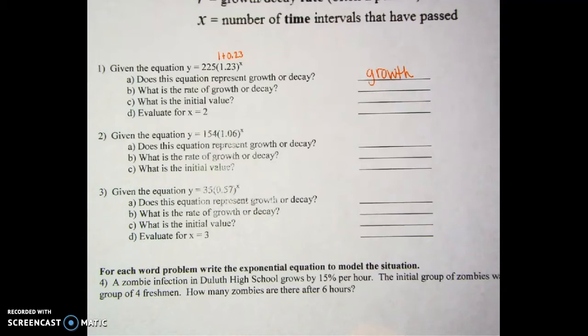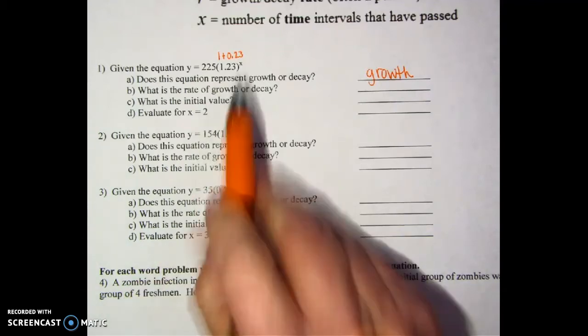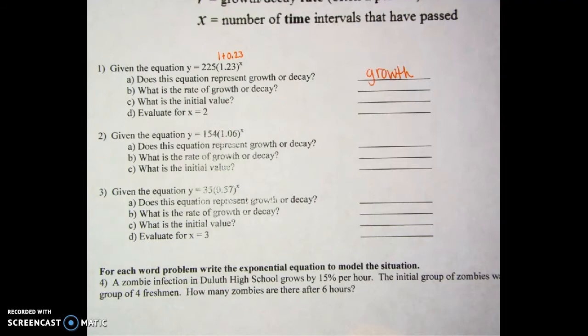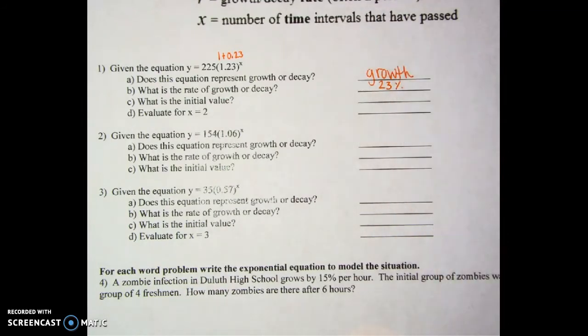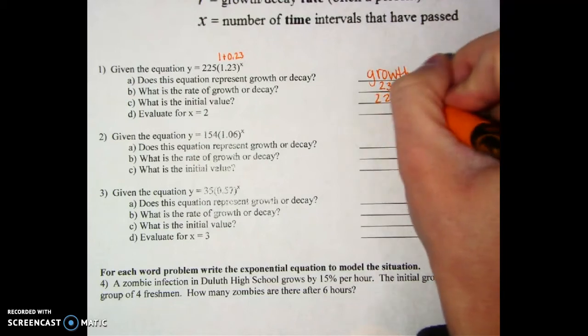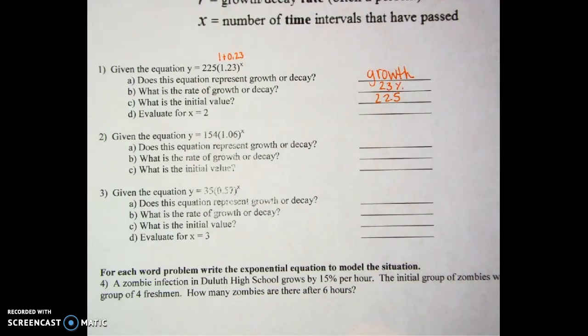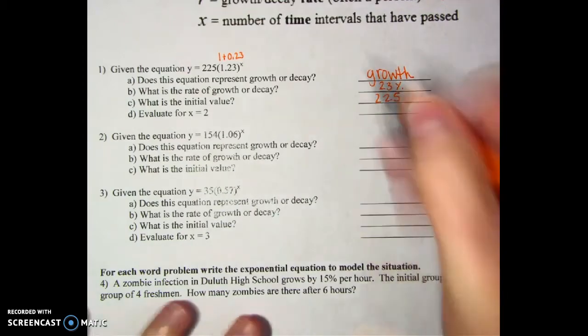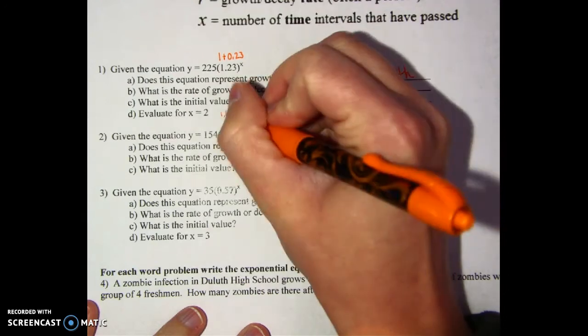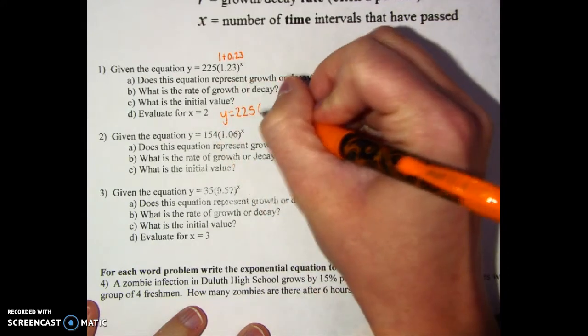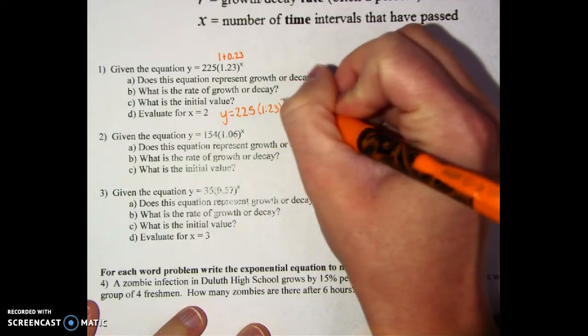What is the rate of growth or decay? It's this right here, that 0.23, but we're going to write it as a percent. So this is 23%. What is the initial value? The initial value is that first number right there, that 225. So that was the starting amount. And then it says evaluate for x equals 2. So this is when you're going to do y equals 225 times 1.23 to the second power.